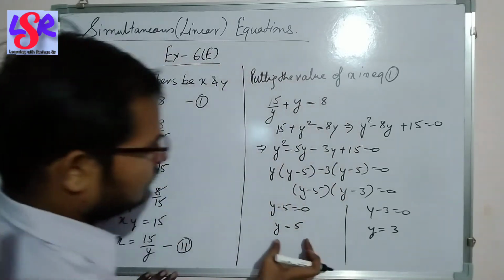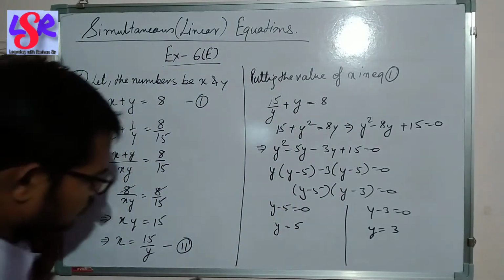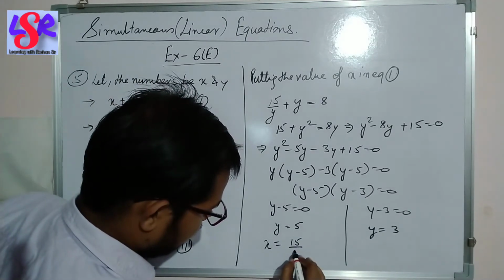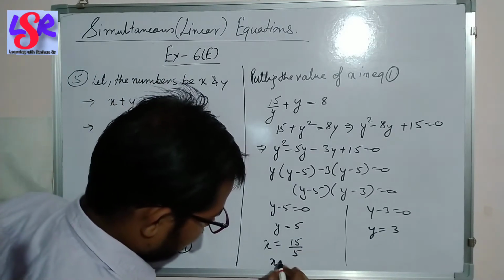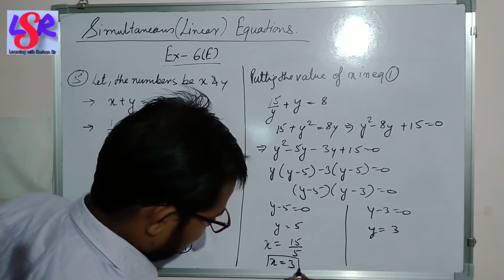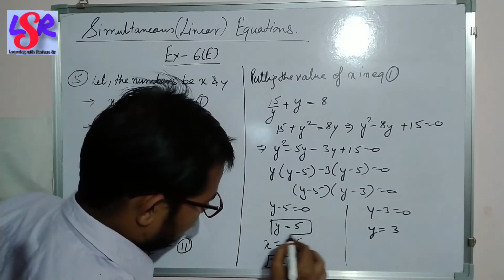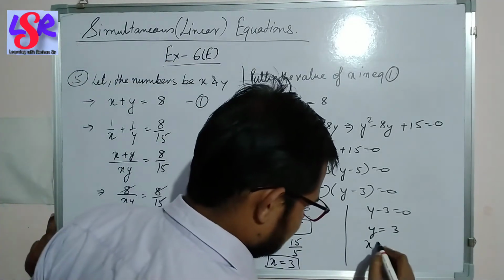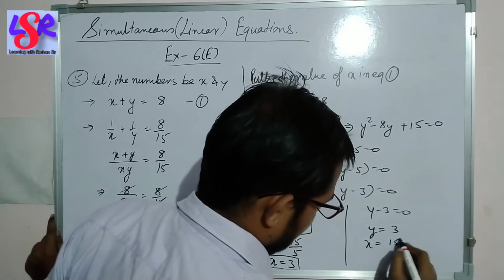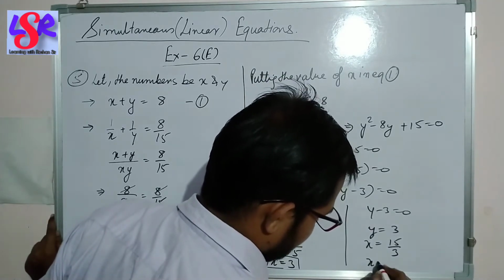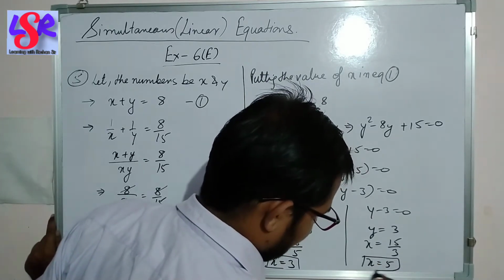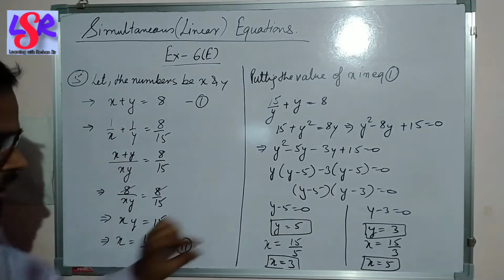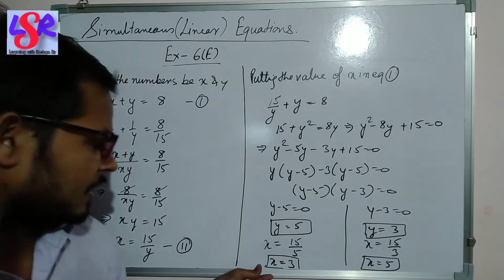Then if y equals to 5, putting the value of y in equation number 2, we get x as 15 upon 5, that is x equals to 3. And here we get the value of x as 3 and y as 5. And if we place y equals to 3, that is x equals to 15 upon 3, then we get x equals to 5. So if we take the value of y equals to 3, we get the value of x as 5. And if we take the value of y as 5, we get x as 3.